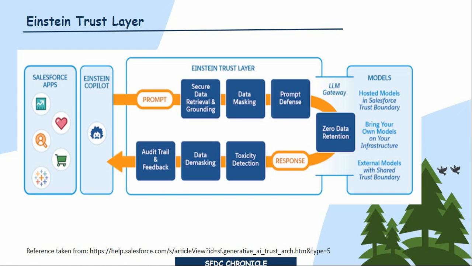In this particular diagram, from prompt to prompt defense, we call it the prompt journey, which comprises prompt, secure data retrieval and grounding, data masking, and prompt defense. Response generation consists of the LLM gateway, all the LLM models, and also the zero data retention policy. And the response journey goes from response to audit trail and feedback.